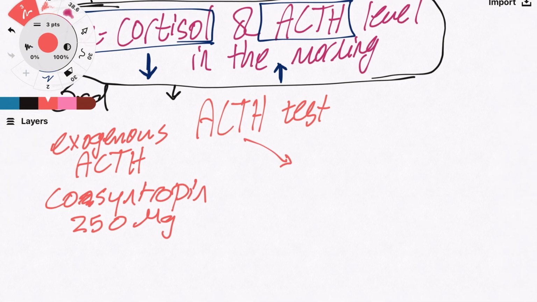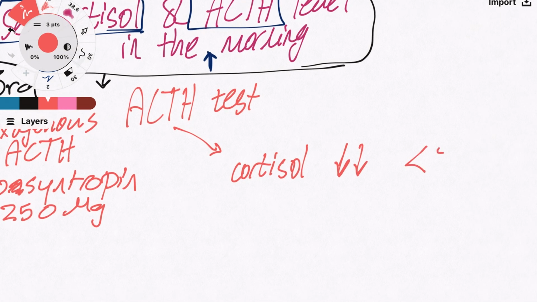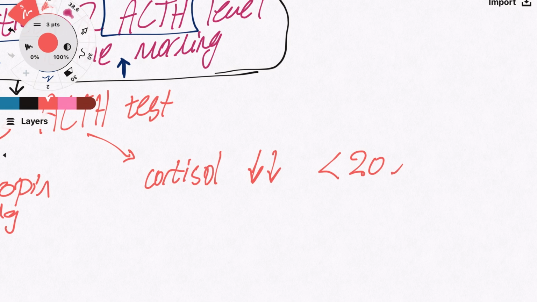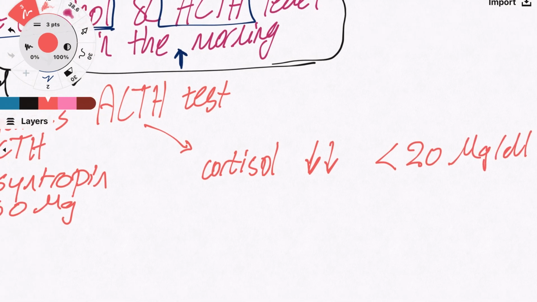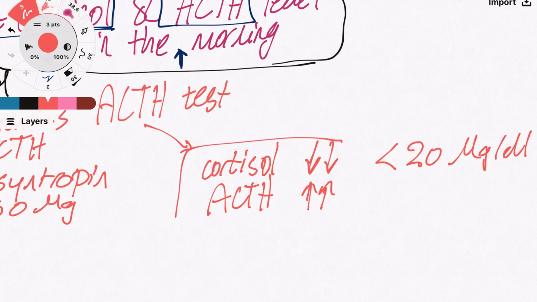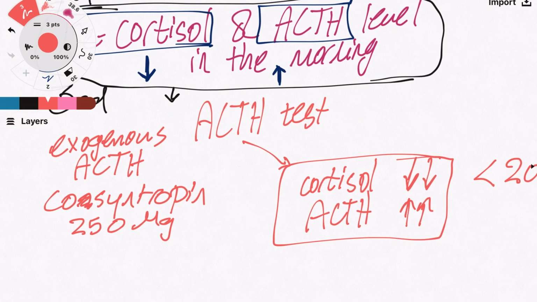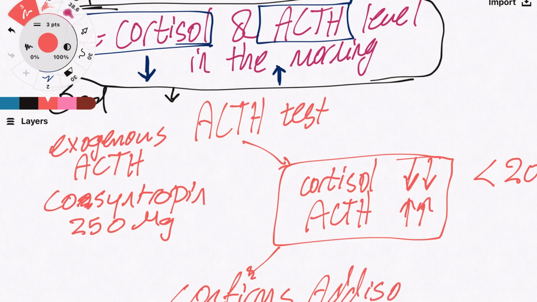In a normal person, the cortisol is going to rise to more than 20 micrograms per deciliter. But in a patient with Addison's disease, the cortisol level is still going to be very low, less than 20 micrograms per deciliter. What else? Their endogenous ACTH level is still going to be high. When we find this after a cosyntropin test, this is confirmatory. So this confirms Addison's disease.